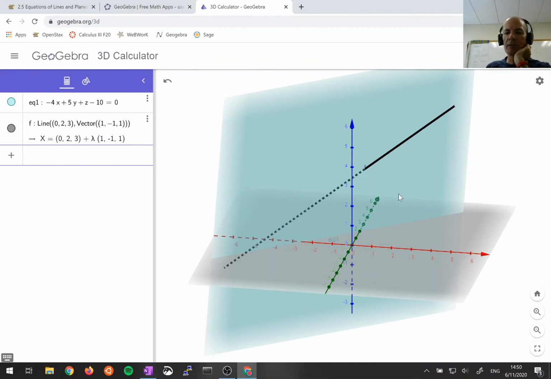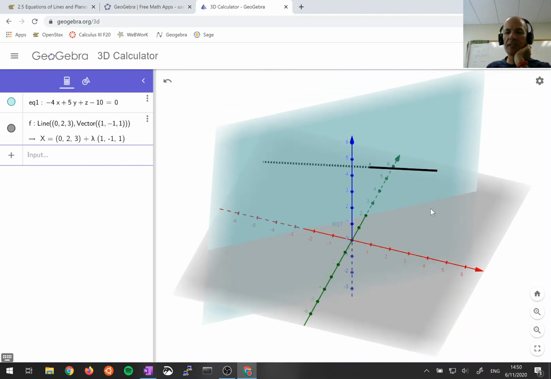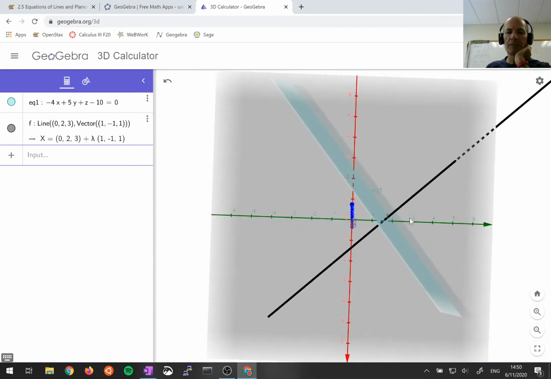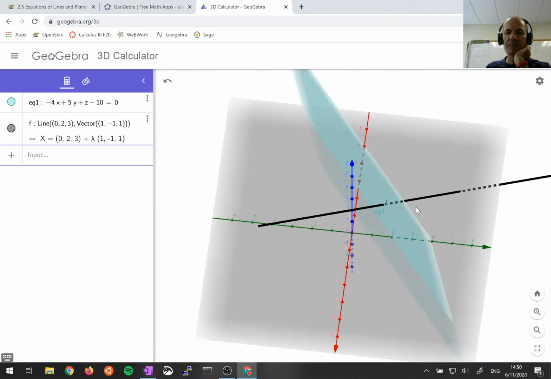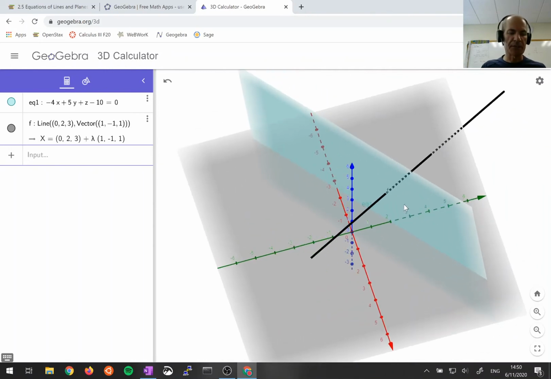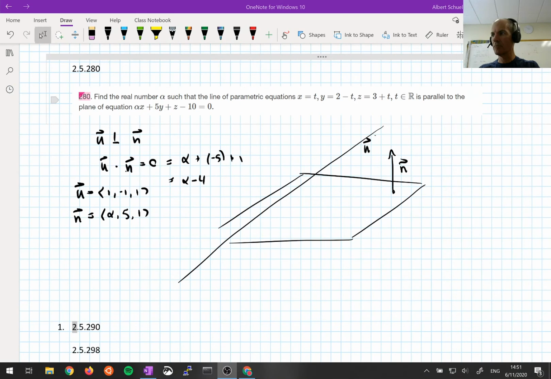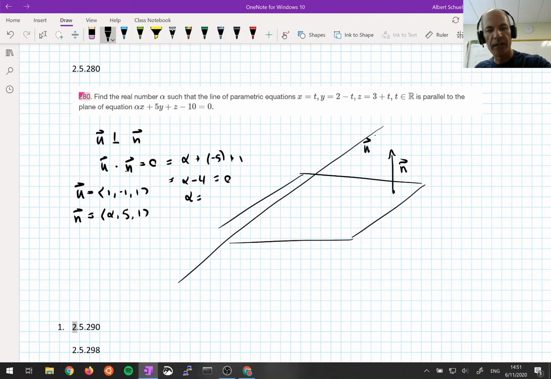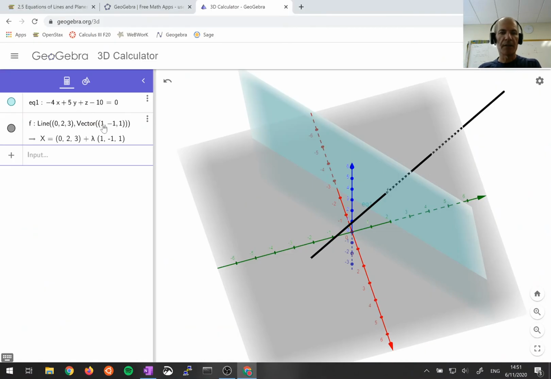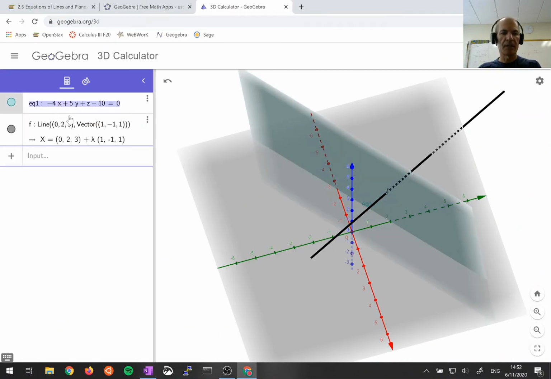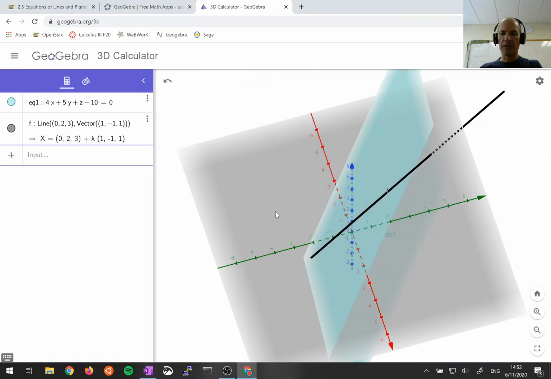Not super sure whether these are parallel. We need to kind of twist it around and see. Oh, and I must have made a mistake. Let me check my notes here really quickly. I see it. Alpha minus 4 equals 0. Alpha equals 4. So if we go back over to GeoGebra, let's fix our plane equation. Let's get rid of that minus sign. There we go. Now, are they parallel?